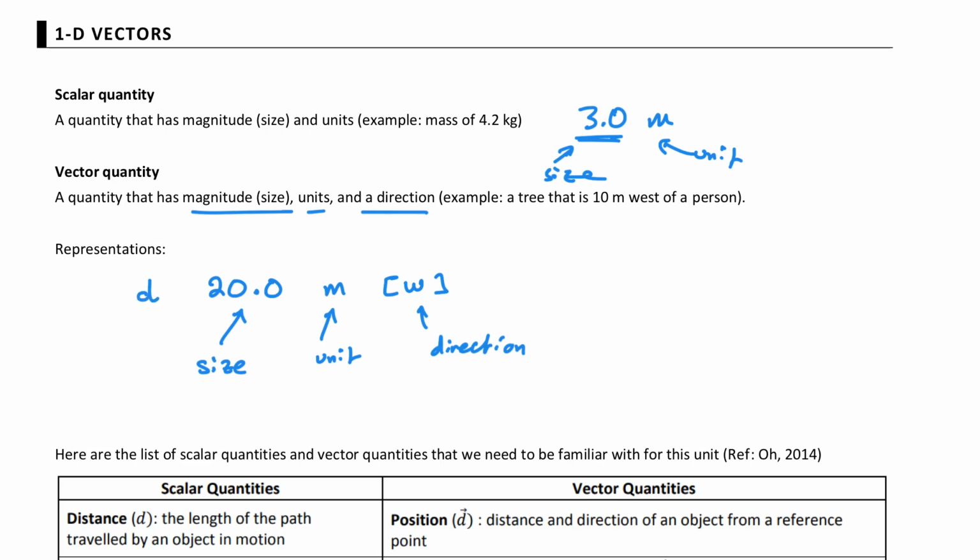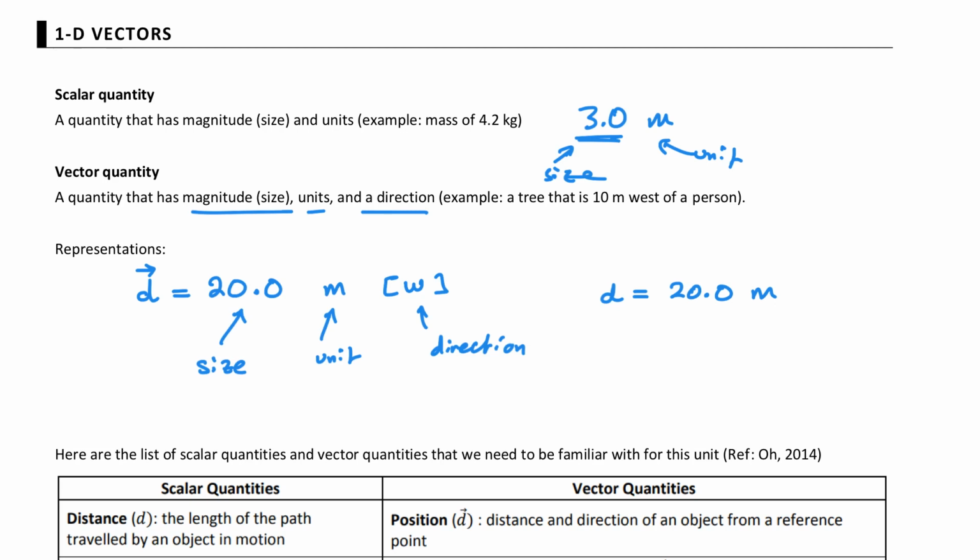And for position, we use a D with an arrow on top. So if I were to use distance or just a scalar quantity, the vector sign on top wouldn't be there, and this would just mean 20 meters. So if I give you this set of information, you know that an object is 20 meters away from something else. But if I give you this set of information, you know that compared to a reference point, an object is 20 meters away in the west direction compared to that reference point.